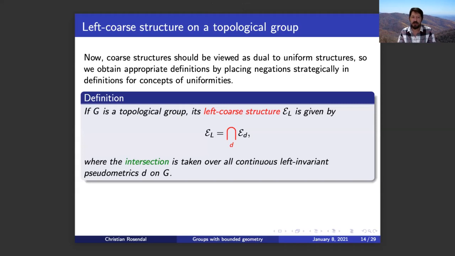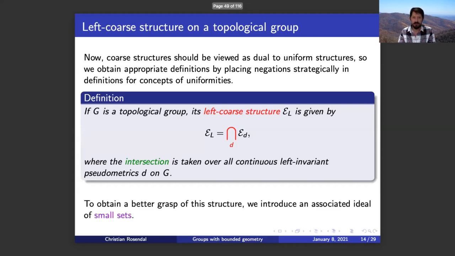Okay, so let's start out with the topological group. And then you define its left core structure as the intersection of all the core structures associated with continuous left invariant pseudometrics on the group. All right, well, all this is abstract, general topological nonsense.